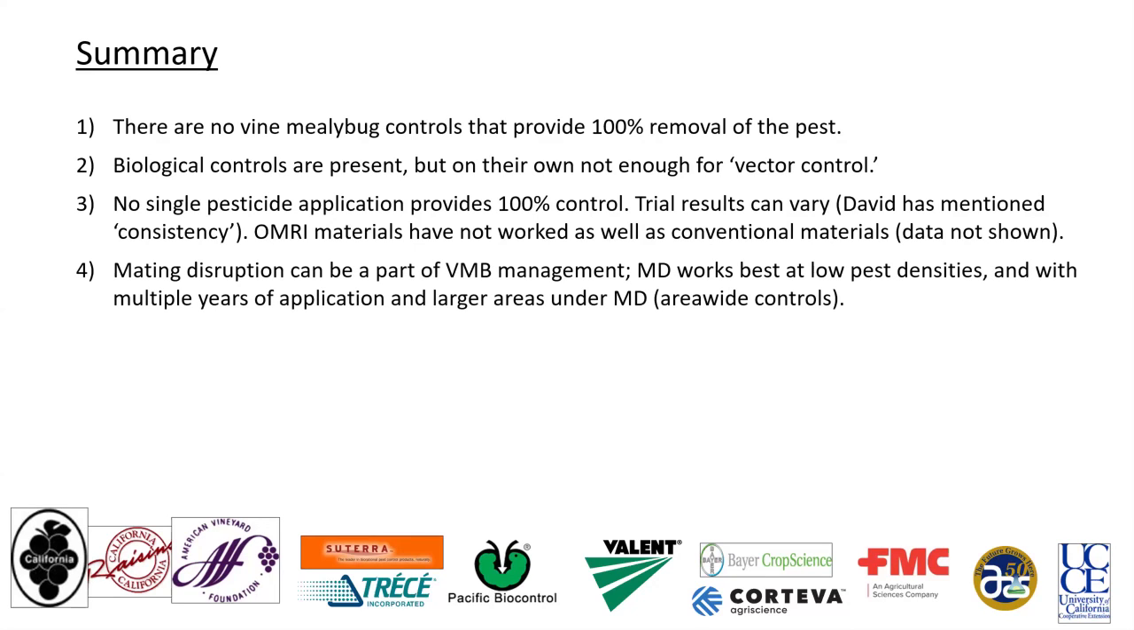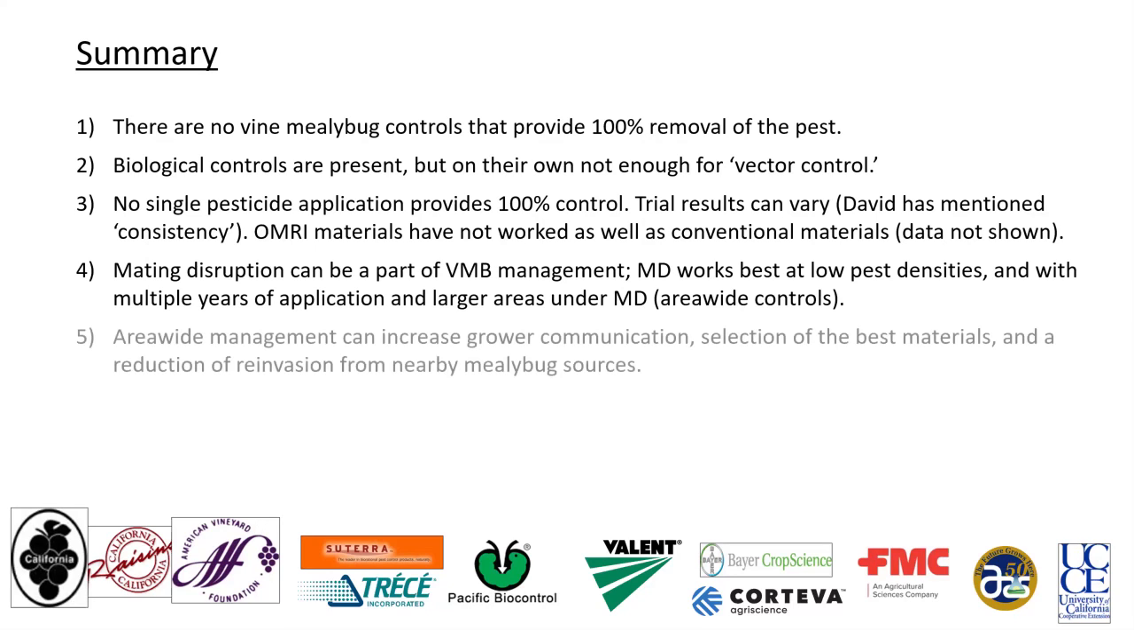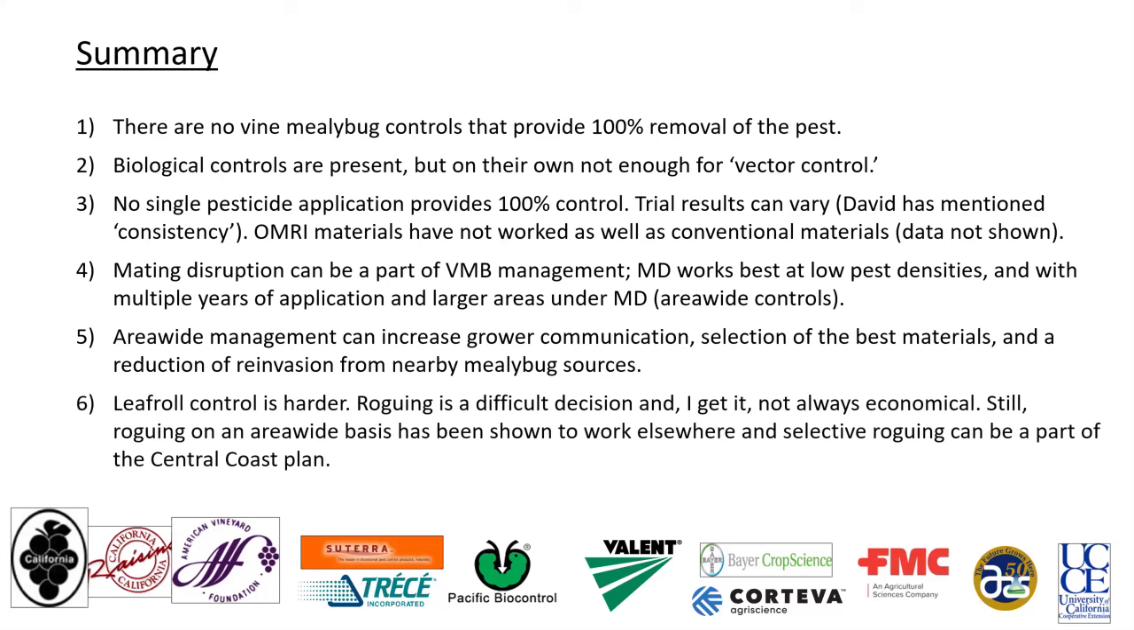I think mating disruption should be part of a vine mealybug program. I think it works best at low densities. You lower that mealybug density, and you could probably lower the dispersal rate you put out, saving money. I think area-wide control is great. I think working with neighbors is great. Leafroll control is harder because it involves roguing, and there's an economic issue in some regions. So it's not always economical, but especially when you start planting, start clean and try to keep clean.